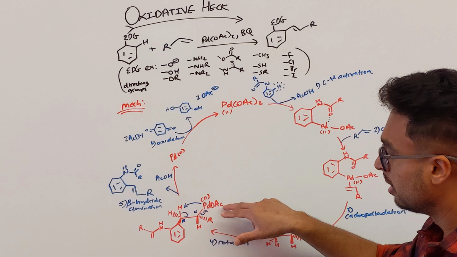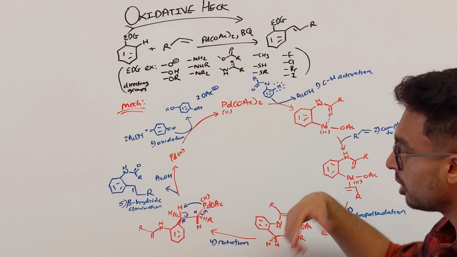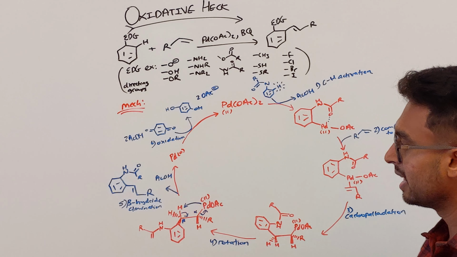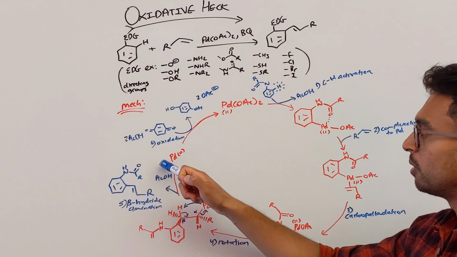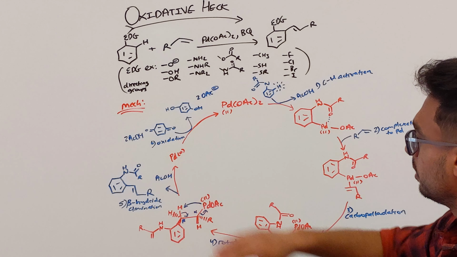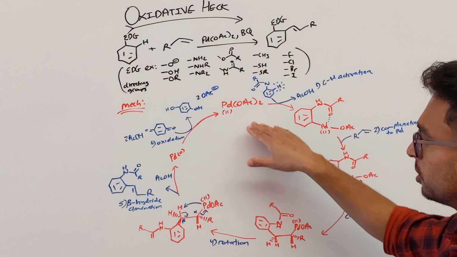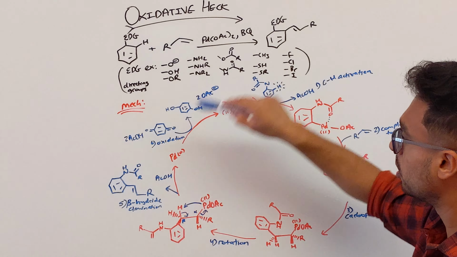At the same time, you have an acetyl group and H on that palladium. That's also going to come off, forming this acetic acid. Now you're left with palladium-0. In order for this cycle to continue, the palladium-0 has to undergo oxidation to form palladium-2. And that's where benzoquinone comes in.